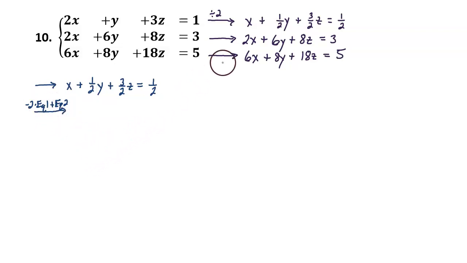Let's talk our way through that. Negative 2 times x is negative 2x. Add 2x is eliminated. Negative 2 times 1/2 y is negative 1y. Negative 1y added to 6y is 5y. Negative 2 times 3/2 z is negative 3z. Negative 3z add 8z is plus 5z.